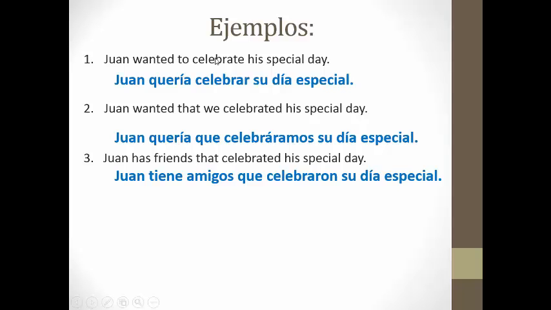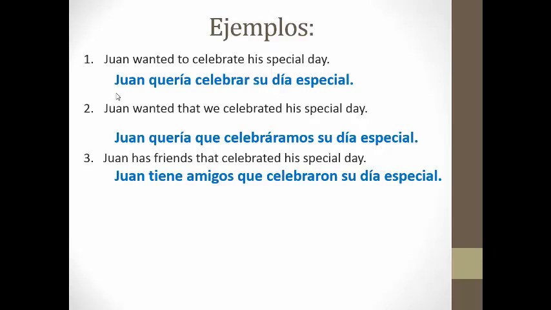Let's go over the first one. Juan wanted to celebrate his special day. We did not use subjunctive here because there was no change in subject. So we would simply translate and say, Juan quería celebrar su día especial. Okay, go to number 2.